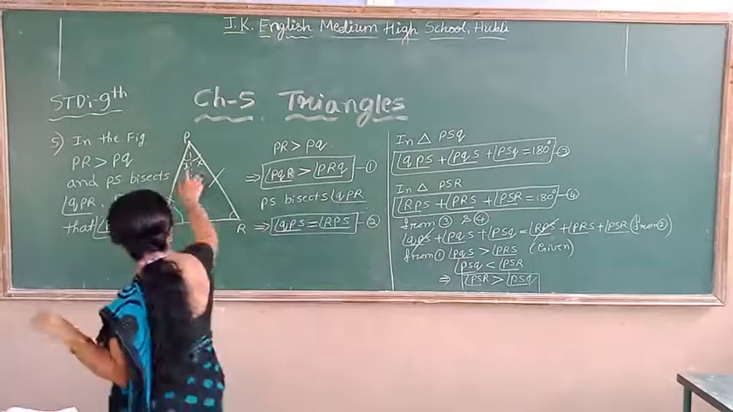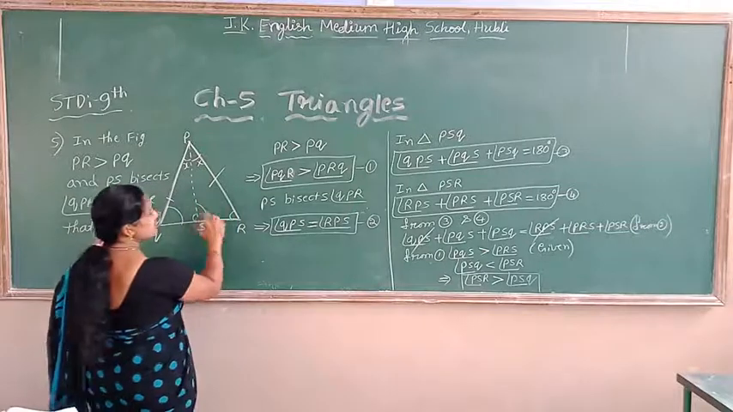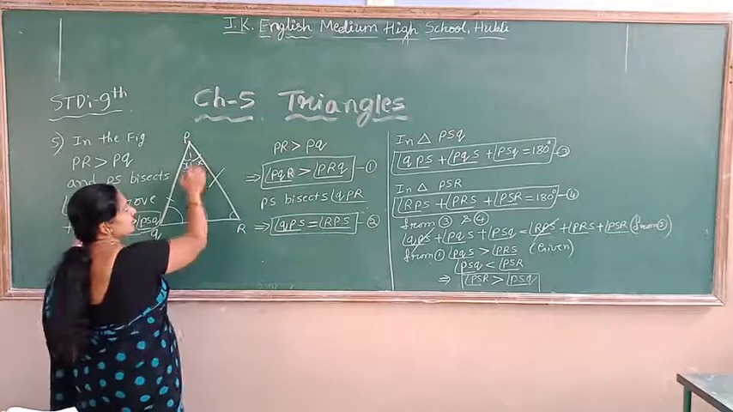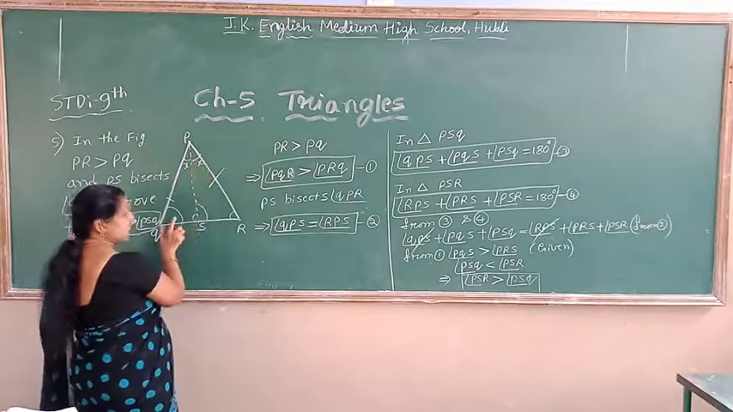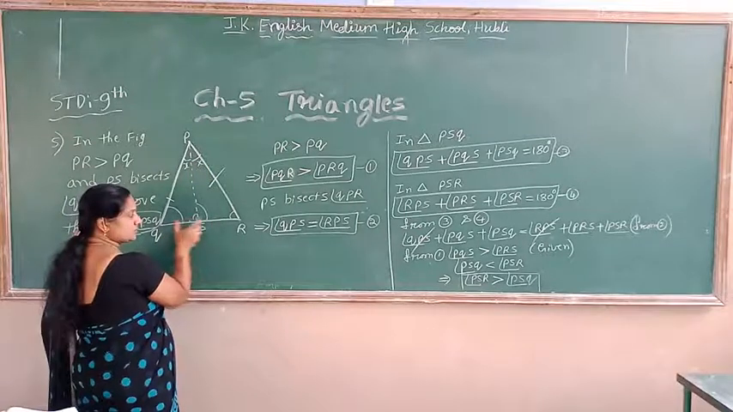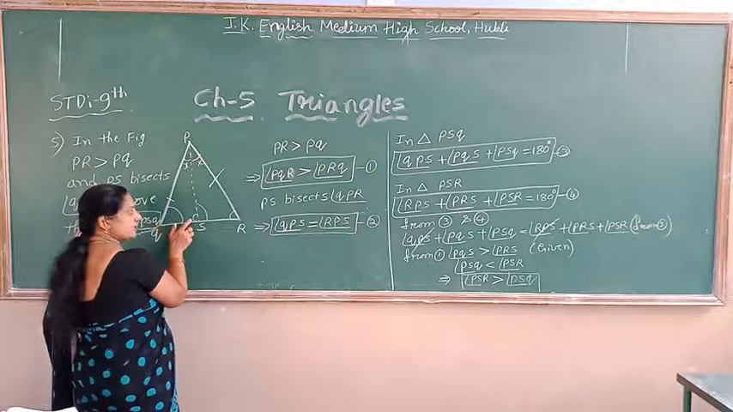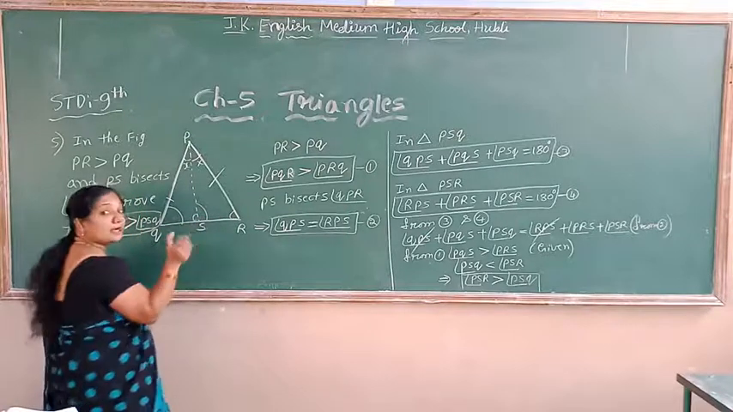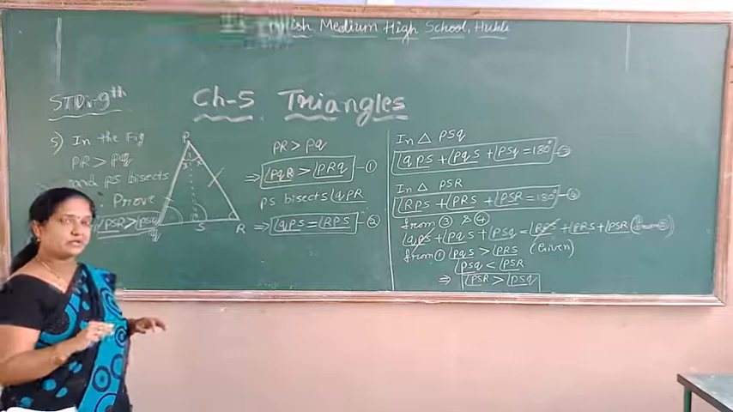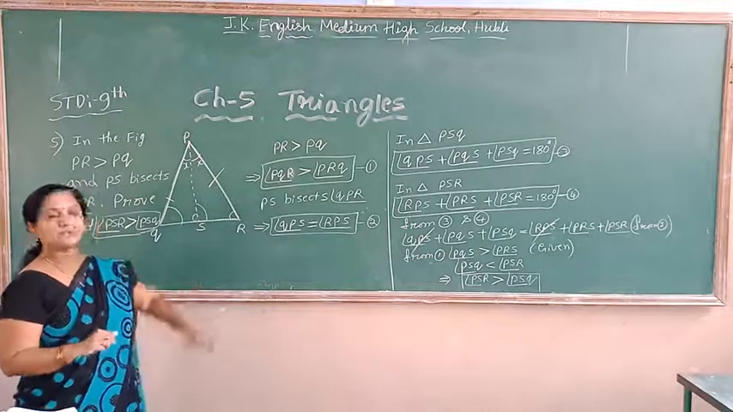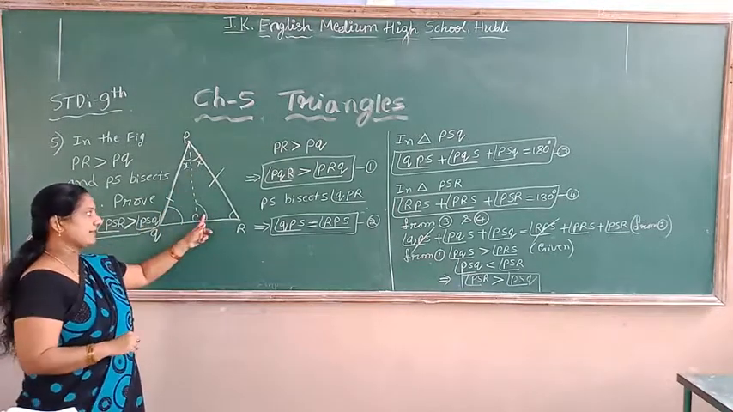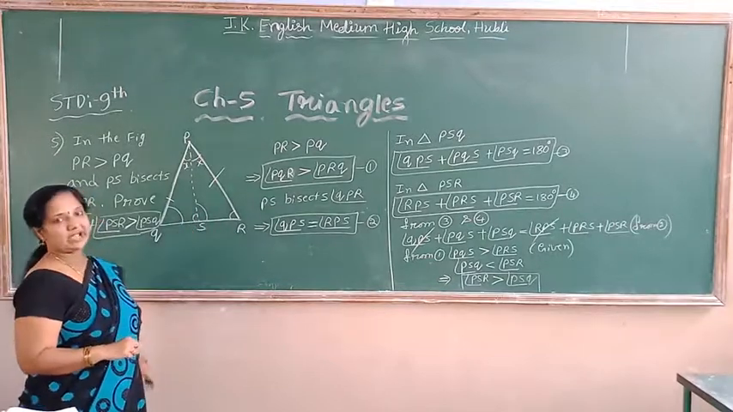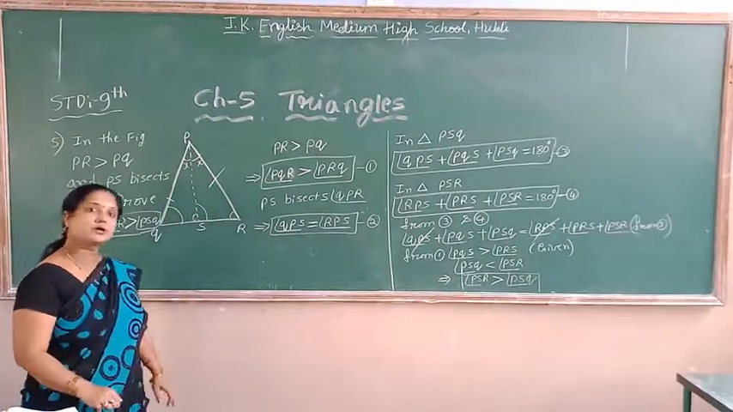See, all these three angles should sum to 180 degrees. In that, the equal angle you cancel. If this is greater, this should be smaller. If this is smaller, this should be greater. For the sum of those two angles to be equal, it becomes like that, and we proved it. Therefore, angle PSR is greater than angle PSQ, children. This only they told us to prove.